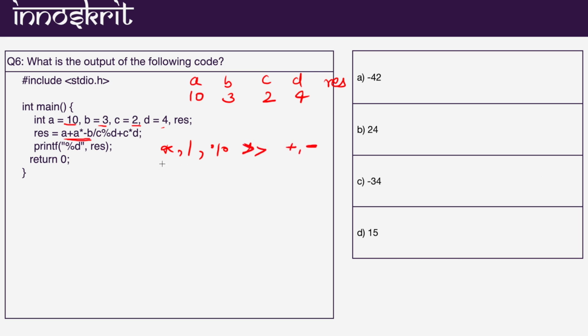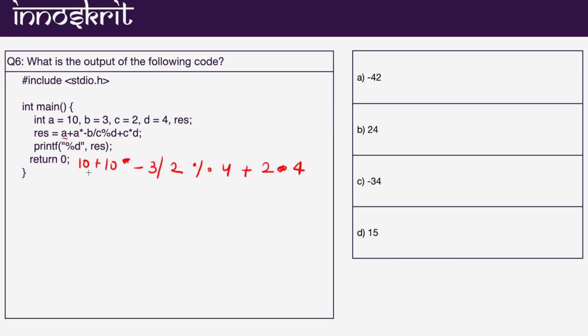They have higher precedence than plus and minus, but the associativity for multiply, divide and modulo is left to right, and for plus and minus also it is left to right. Fine. So we'll start from the left and calculate one by one. Let's write the expression by putting in the values. So the expression is 10 plus 10 into minus 3 divided by 2 modulo 4 plus 2 into 4.